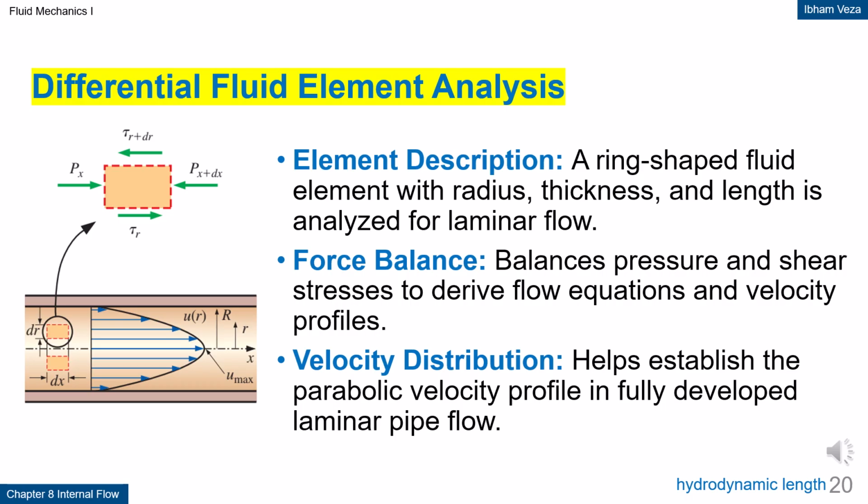Differential fluid element analysis. A ring-shaped fluid element is used to analyze laminar flow inside a pipe. For this element, a force balance between pressure forces and shear forces is performed. From this force balance, the velocity distribution equation can be derived. The result shows that the velocity profile is parabolic for fully developed laminar flow. This approach provides a strong theoretical foundation for pipe flow equations.